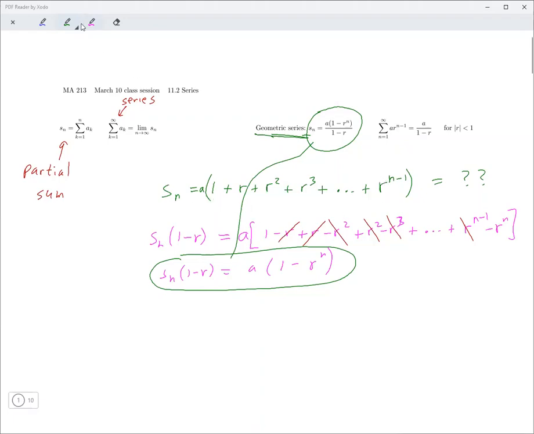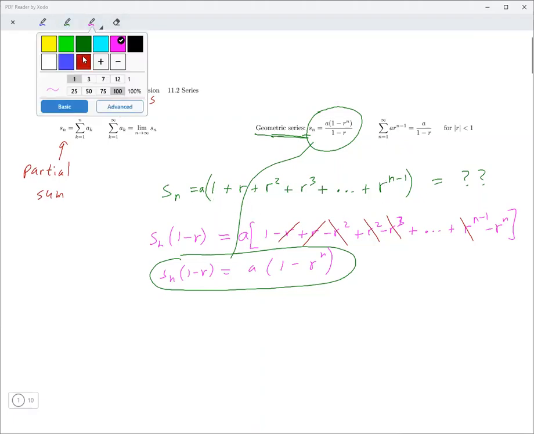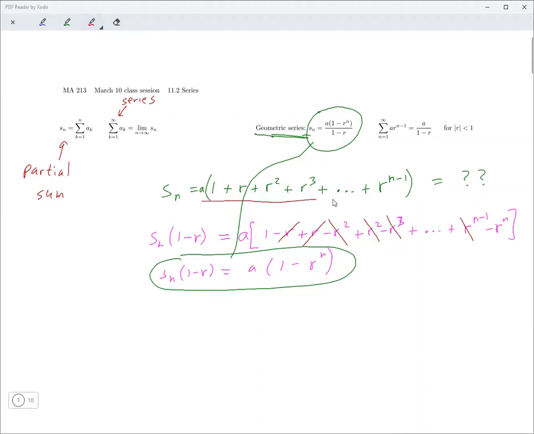Or when I have something like this, it's better to identify it like this. Look at this right here. When you have a times 1 plus r squared and so on to the n minus 1, that is going to be a times 1 minus r to the n over 1 minus r when I have that situation there.